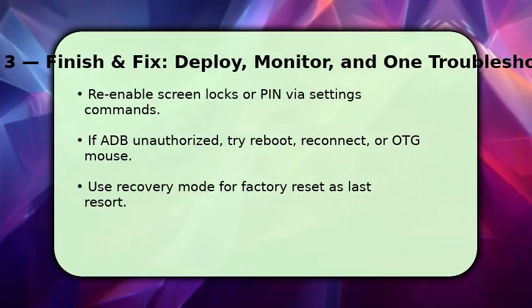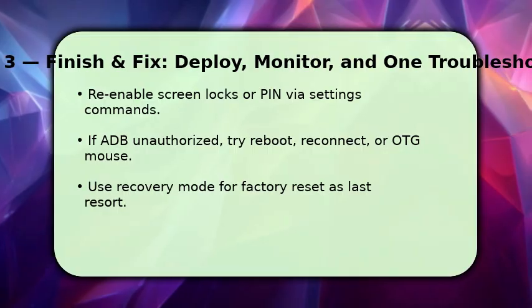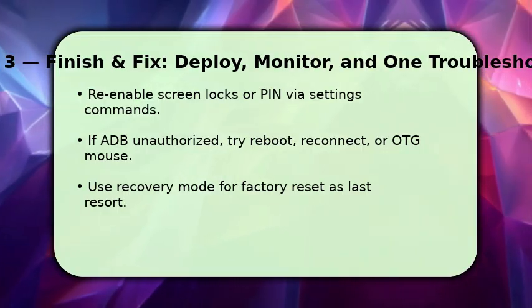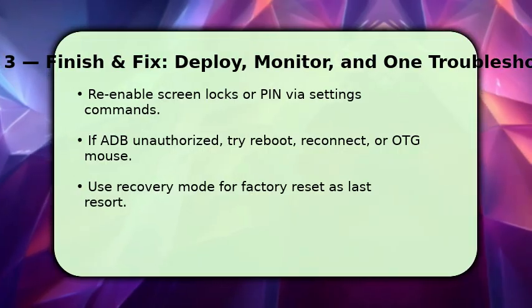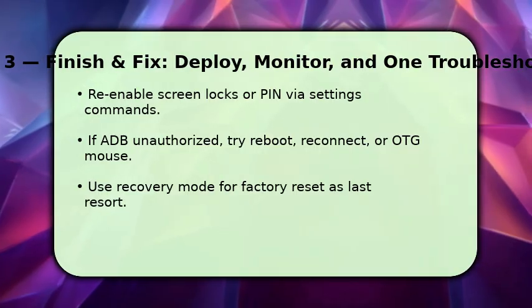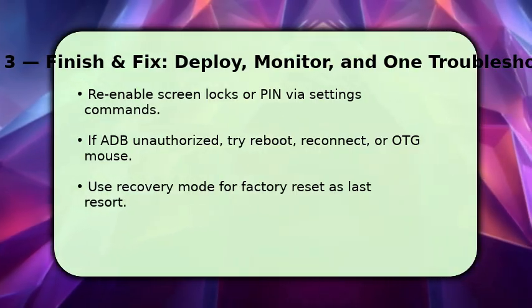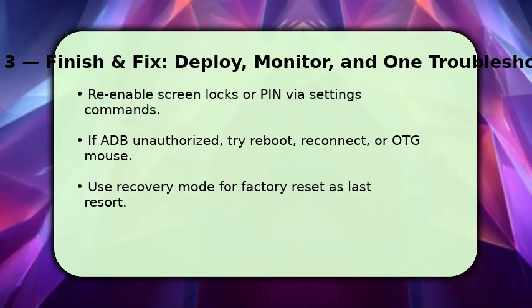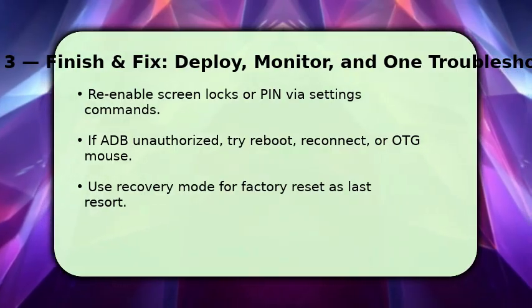If you encounter problems, such as ADB showing unauthorized, reboot both devices, reconnect, and retry. Additionally, use an OTG mouse to accept prompts or enter recovery to enable ADB. Only perform a factory reset from recovery if backups are verified and all other options fail.